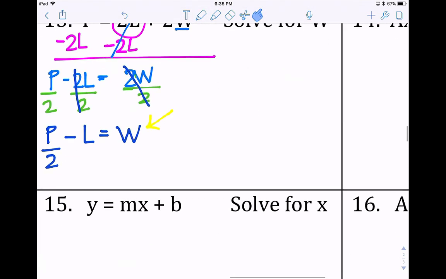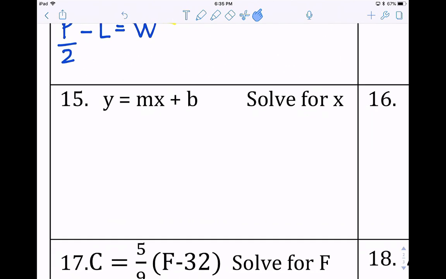All right. Number 15, solve for x. Y equals mx plus b. That's the formula for slope-intercept form. It's going to be really important that you can manipulate that. So this is a really, really important problem.